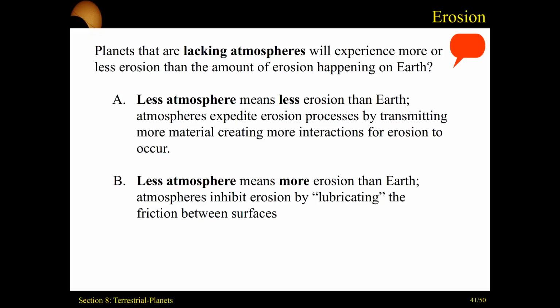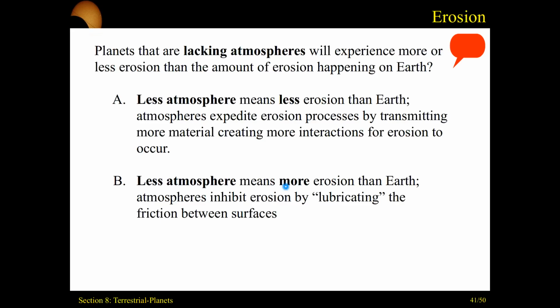The last part of smoothing surfacing features that we can find in terrestrial planets is this process of erosion. Now we know it has to have some relationship to atmospheres, and the question is, if a planet or moon has less atmosphere than Earth, does that mean it's going to have less erosion or more erosion? The argument for less erosion just means there's less material around to be grinding things apart.